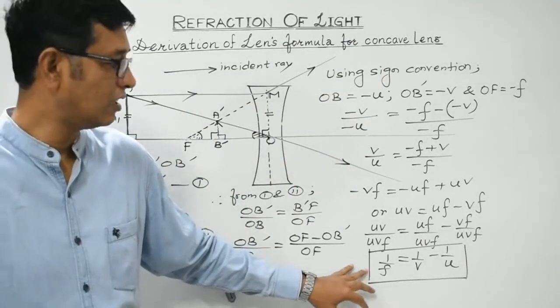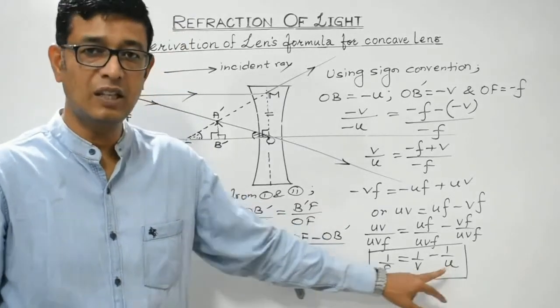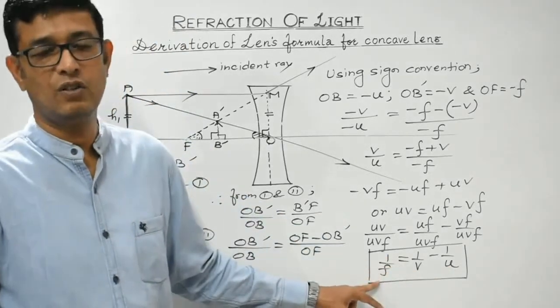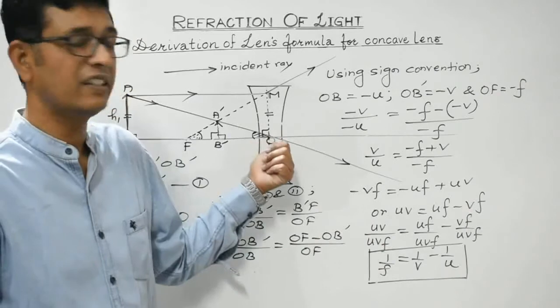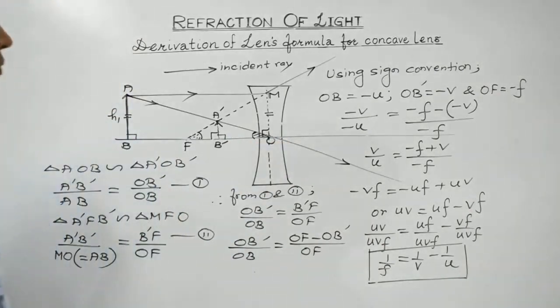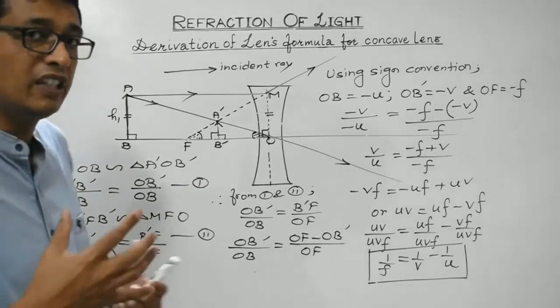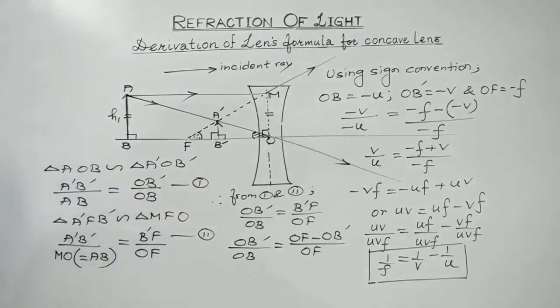It is a mathematical relationship between the object distance, image distance, and the focal length, all measured from the optical center of the lens. So students, we can make use of this equation 1 so as to obtain the expression for the linear magnification as well. So let's do that.